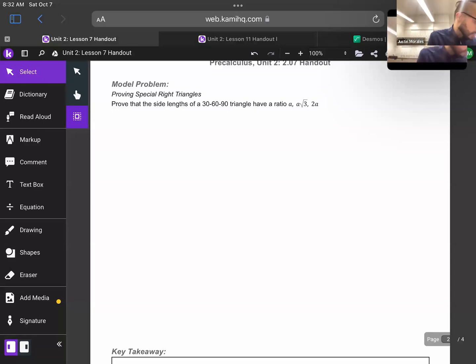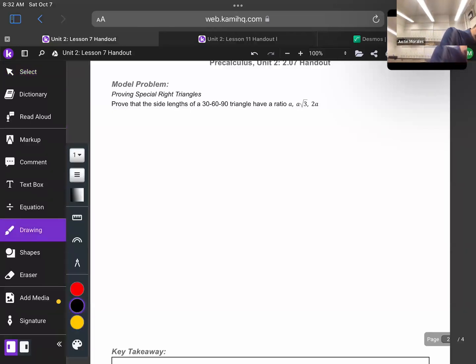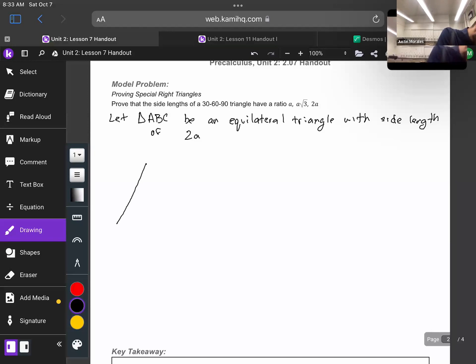So the problem reads, proving special right triangles. Prove that the side lengths of a 30, 60, 90 triangle have a ratio of a, a radical 3, and 2a. So what I'm going to start with is, let triangle ABC be an equilateral triangle with side length of 2a. So I'm going to go ahead and draw that for us.